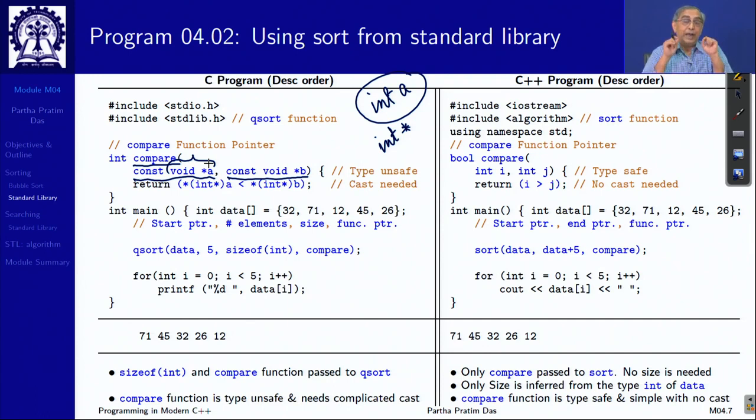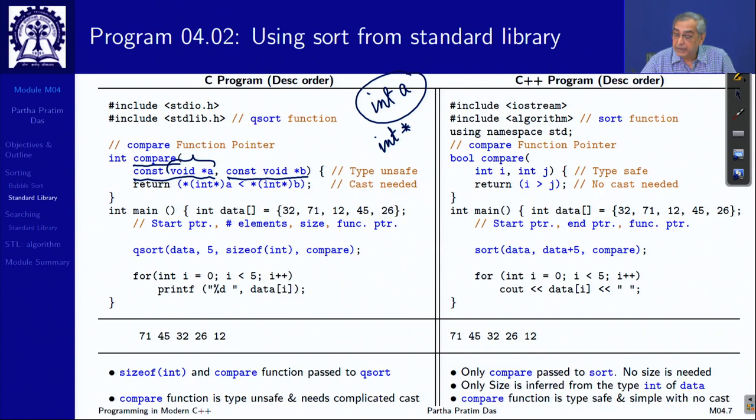So, quicksort is actually calling a function to compare, which takes two void star pointers, the two elements it wants to compare, so that whatever the element type is, it can pass the addresses of the corresponding locations, and then the user function will know the type. So, the user function has to cast the pointer to the appropriate type, compare the values and return the Boolean.